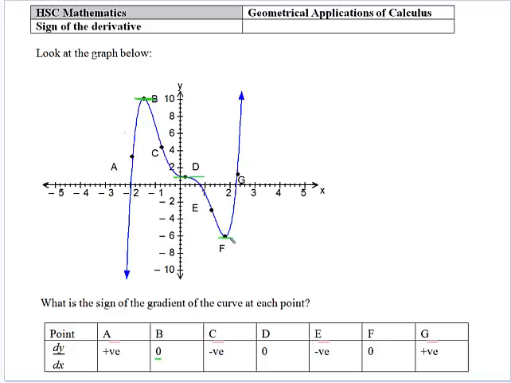At F, it's stationary again, so the tangent's horizontal, and it's going to turn and go back up and be at the point G where it's positive. So positive gradient. So that's what we're starting to look at. Where is our curve increasing, decreasing, stationary? So that's what it starts to talk about.